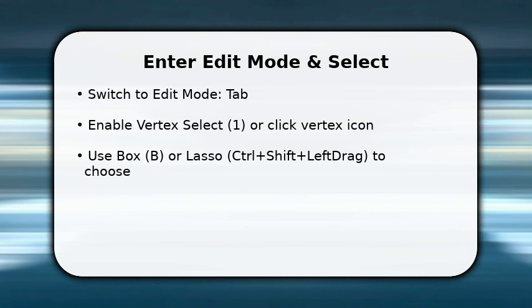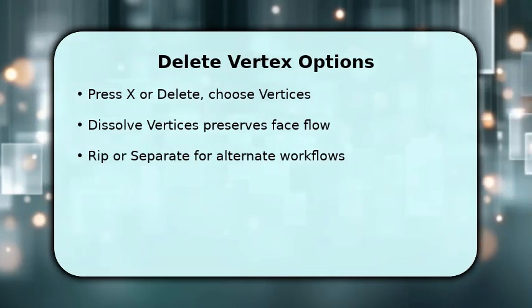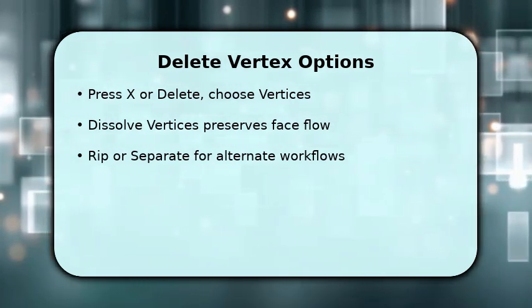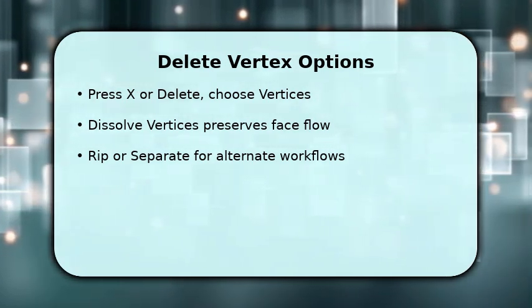You press X or Delete and pick Vertices to remove points and any connected edges/faces. This is the quickest option. Alternatively, choose Dissolve Vertices when you want to remove a vertex but keep surrounding faces by collapsing geometry.